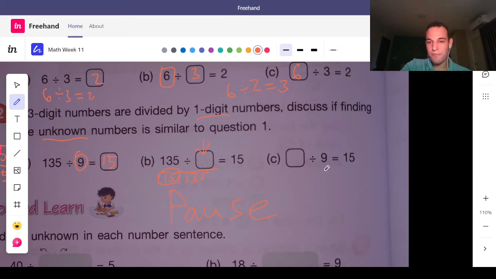We have 9. To find the big number, we have to do 15 times 9. So 9 times 5 is 45.